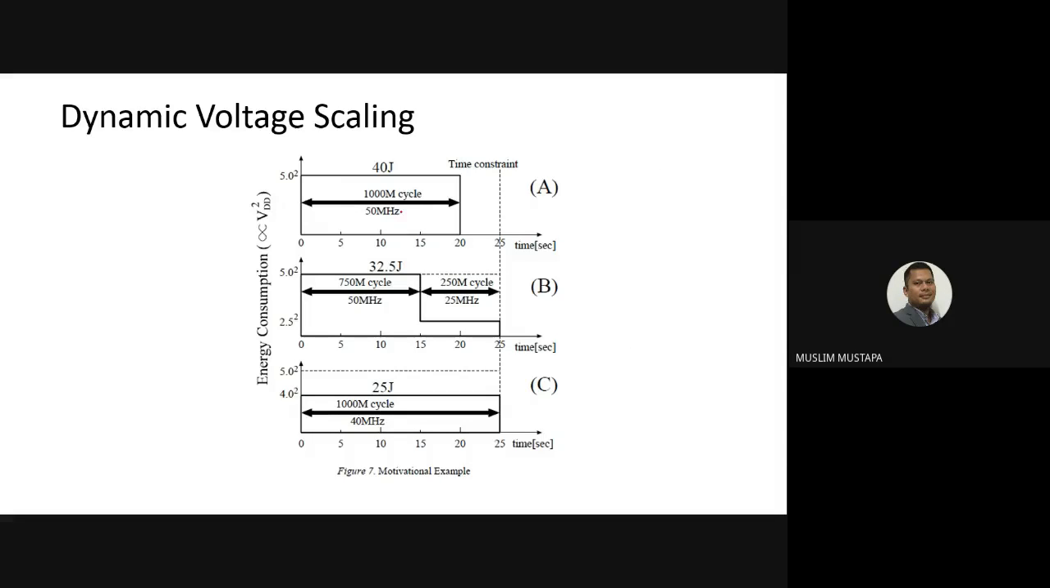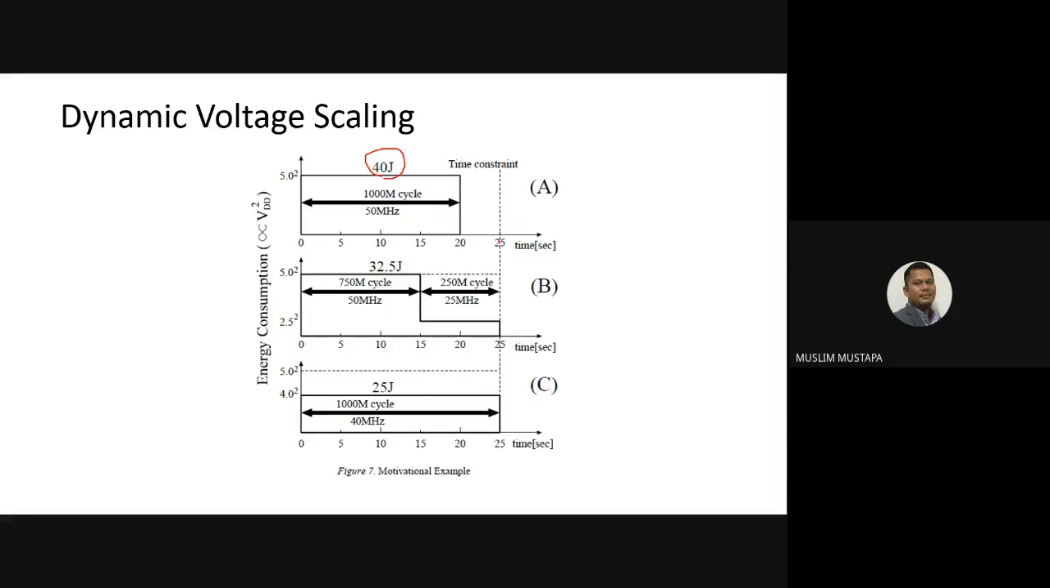If you execute whatever operation using the same voltage, this is the power that you consume, 40 joule. Of course, the time is better, right? You save 5 seconds, so you finish the processing ahead before the time constraint ends.